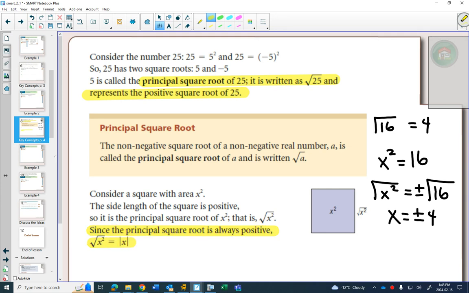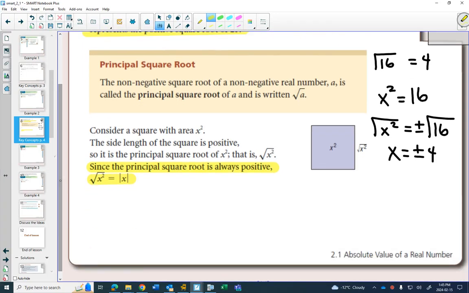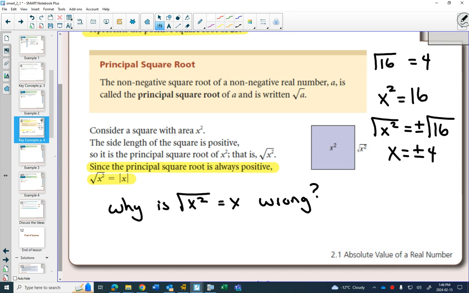If we're square rooting x squared, your temptation is just to write x, because square rooting and squaring cancel each other out. But technically, it's the absolute value of x. Okay? Why is this wrong? Looks right. Why is it slightly wrong?